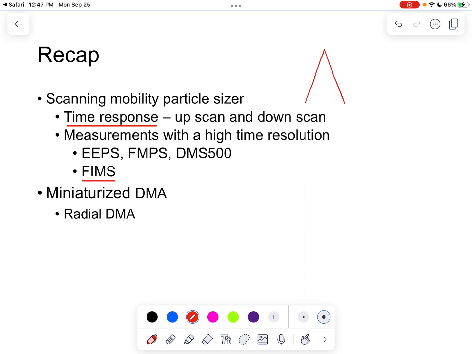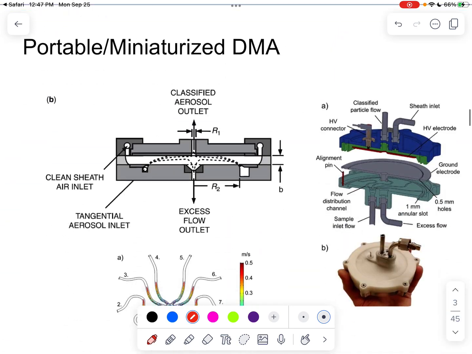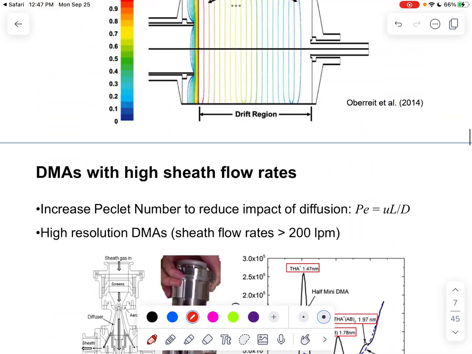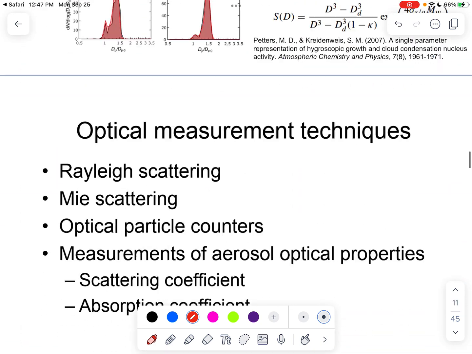And further, we discussed different types of miniaturized differential mobility analyzers, or DMAs, for measurements of much smaller sizes, right? When we're talking about the ion mobility distribution measurements. Okay, so in this class, we're going to start some new contents regarding the optical size distribution measurement and the aerodynamic size distribution measurement. We'll start with the optical measurement first.